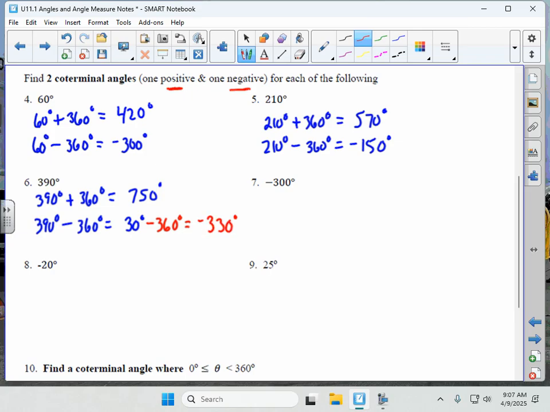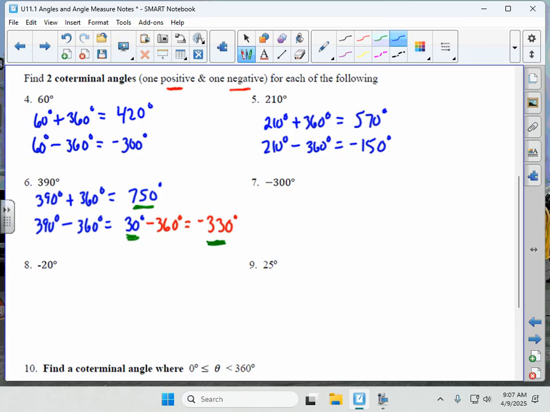All right, so if we were answering this question, find one positive, one negative, you could give the 750, you could give the 30, or for the positive ones, you can give either one of those, and then for the negative, we could use the negative 330. So you can see there's multiple positive ones that we found, but you only have to list one of them.